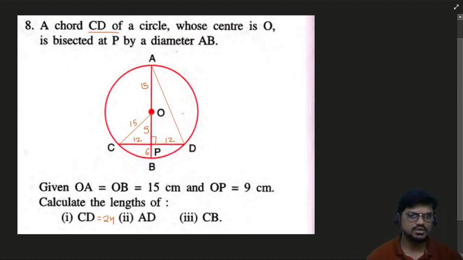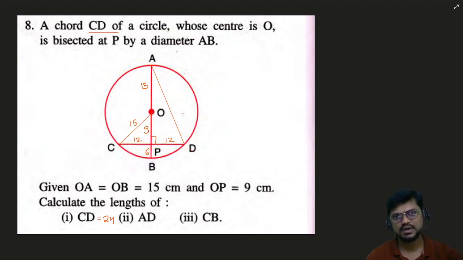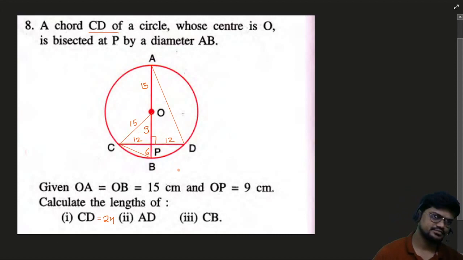After that, they are asking CB also. CB can also be found using Pythagoras only. You just have to join these two. You know both the lengths. This is 12, this is 6. Use Pythagoras and find the answer. Easy? Yeah, we'll take the next question.